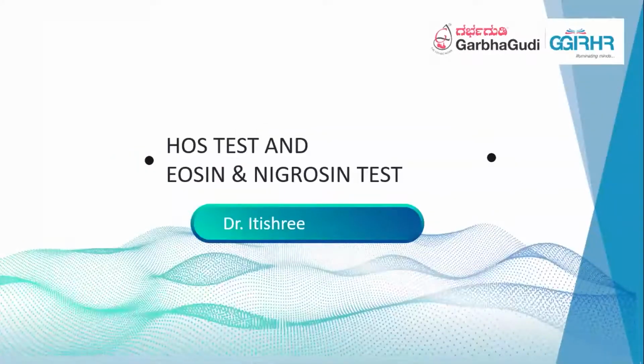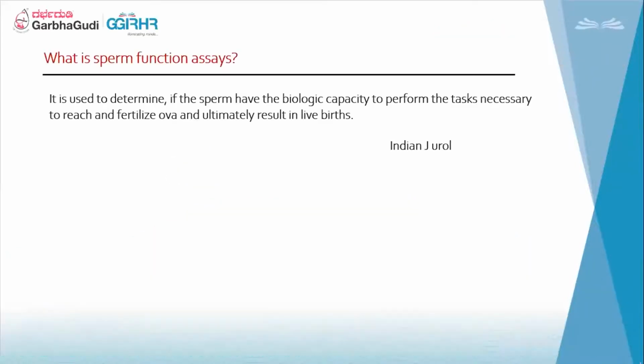Today's class is the HOS test and the Eosin and Nigrosin test. So we are basically dealing with two tests today. These tests are specialized only for sperm, to check sperm vitality. When we proceed with the class, you'll get to know what it is and how it is done. These tests are known as sperm function assays. So we will get to know what sperm function assays are.